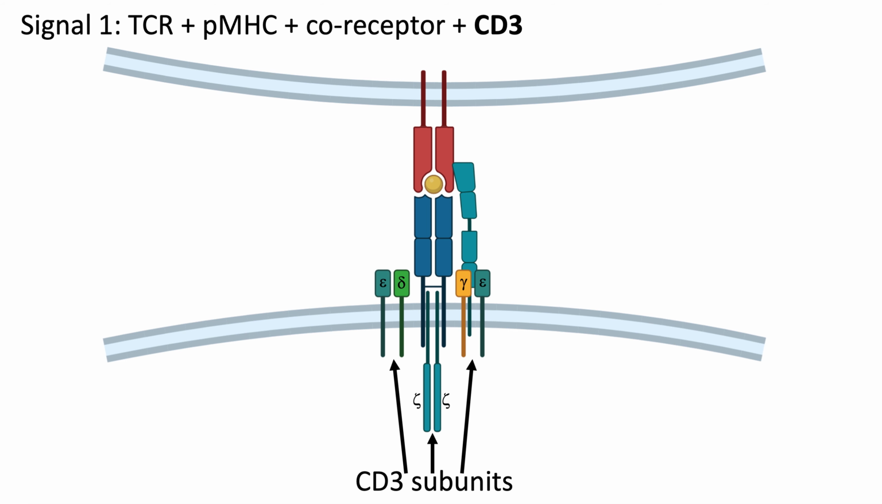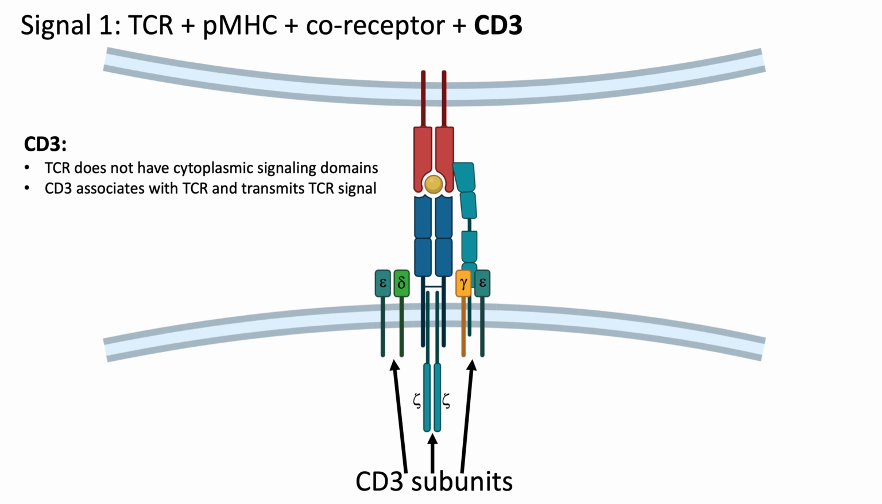The other part of signal 1, another accessory molecule, is a group of molecules that cluster together that are collectively called CD3. CD3 is composed of a number of different subunits. These subunits, because the T cell receptor doesn't have signaling domains, mediate the TCR signal.